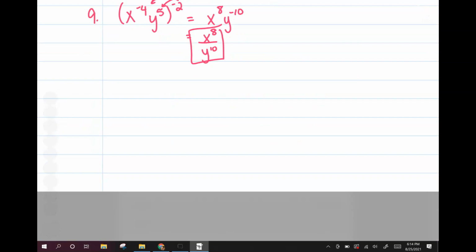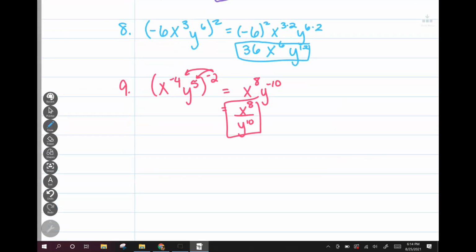Okay, my screen seems to have a problem today. Okay, number 10.